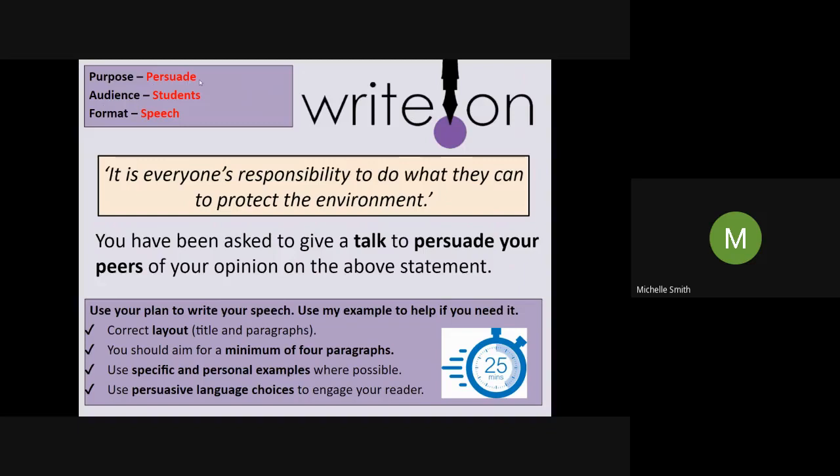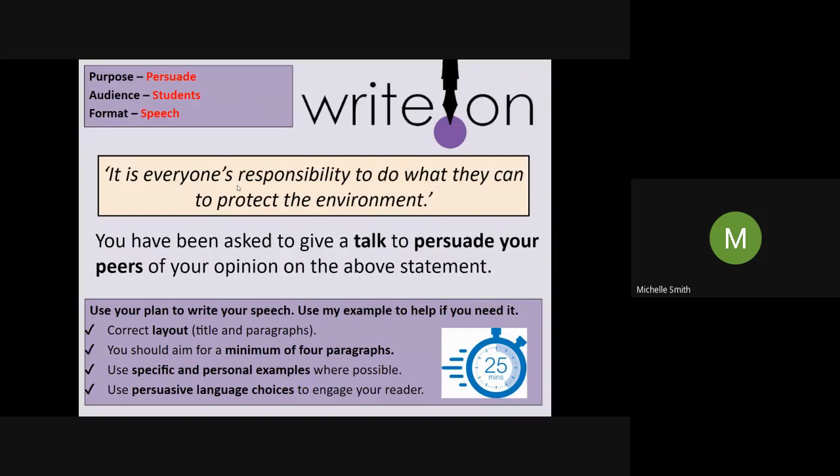Our purpose is to persuade the people that we are speaking for, our audience, who are students, our peers, that you are right on your opinion on this statement. Now, my opinion was very pro the environment. I do think it's everybody's responsibility to do what they can to protect the environment, because there's only one world. Once this one's done, we're all done, aren't we? You might have a different opinion to me.